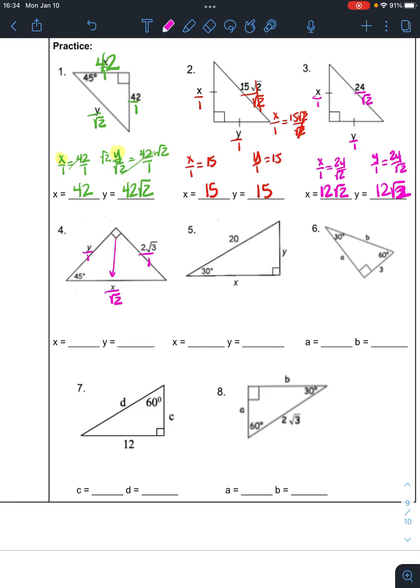So let's set it up. Don't worry about what it looks like. Don't try to solve it all at once. Just look at it. So x over root 2 is equal to 2 root 3 over 1.